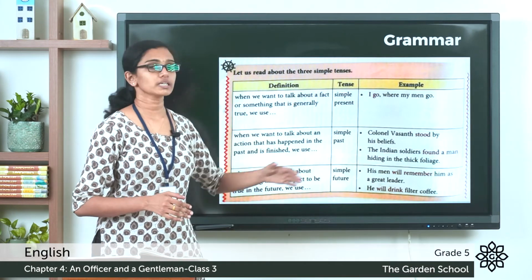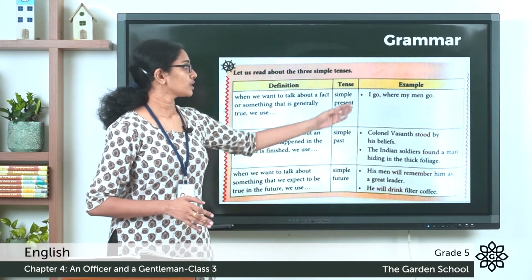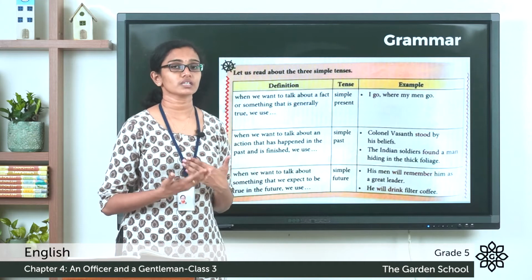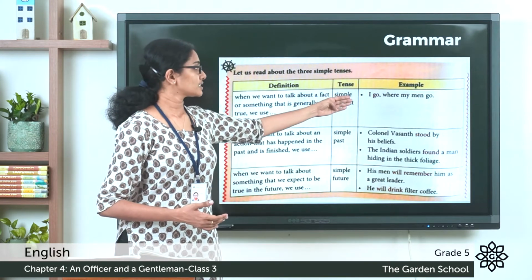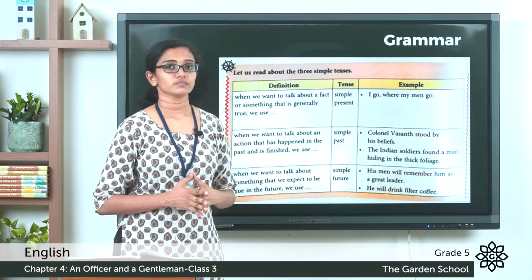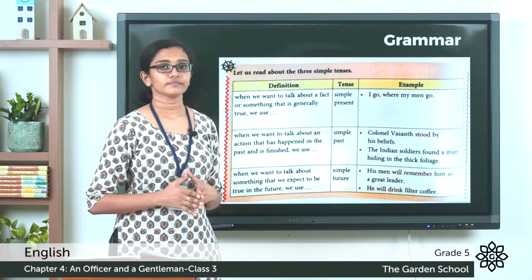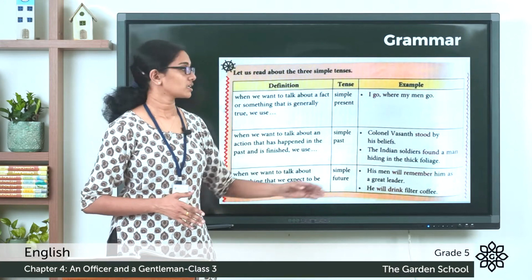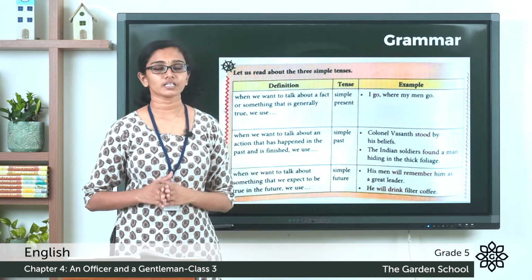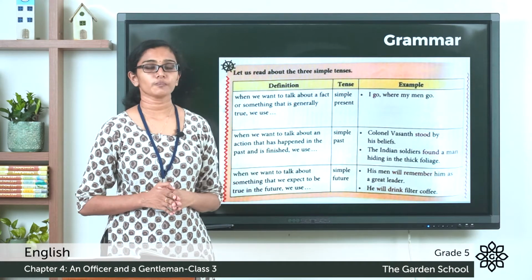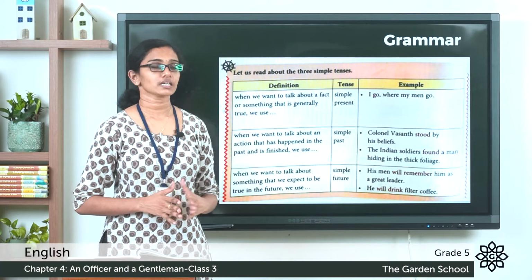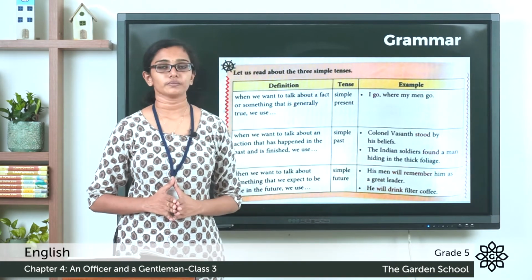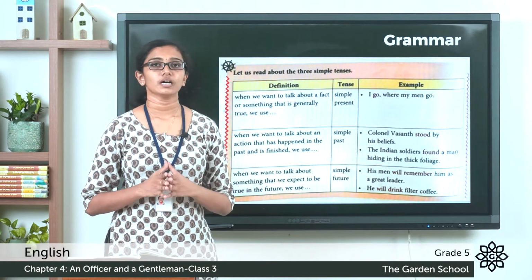So there's a structure to these sentences. In the present tense, the subject, meaning the person or the thing or the place we are referring to, plus the base form or the present tense form of the verb, is followed by the object. Now, in the past tense, the subject is followed by the past tense of the verb, which is followed by the object. In the case of future tense, the subject is followed by will, followed by the base form of the verb. Then comes the object.